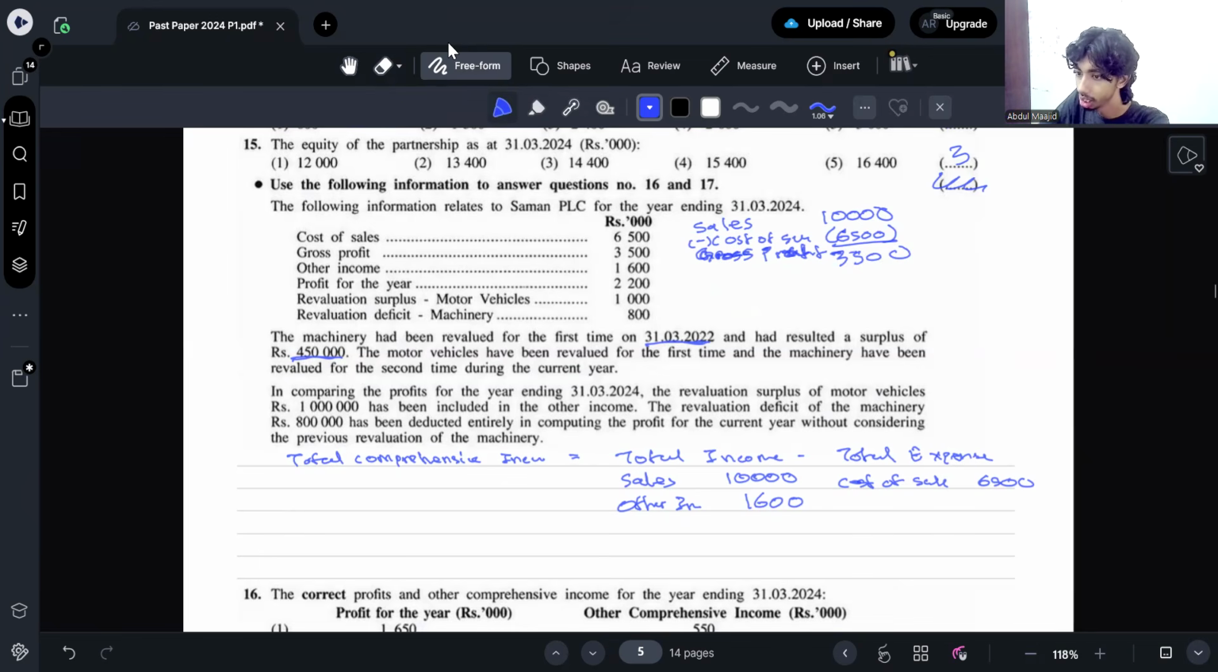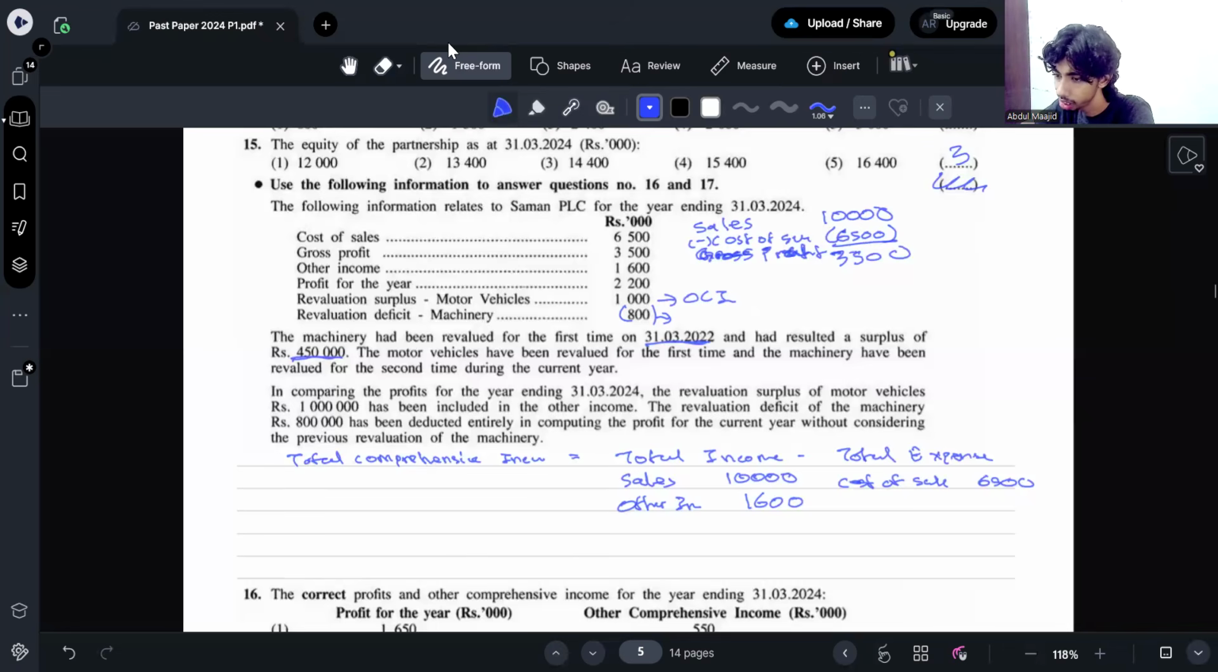The motor vehicle has been revalued for the first time, and the machine has been revalued for the second time during the current year. Then this entire motor vehicle surplus should go to other comprehensive income, right? It's the first time revaluation surplus. And the machine has been revalued for the second time for 800, and there is a deficit. Since there was a surplus the first time, you will have to set off 450 under other comprehensive income.